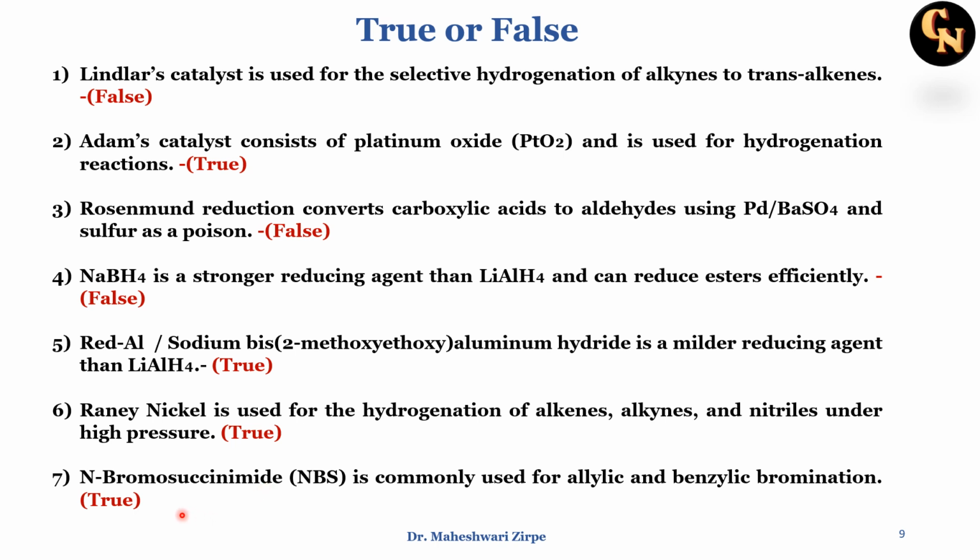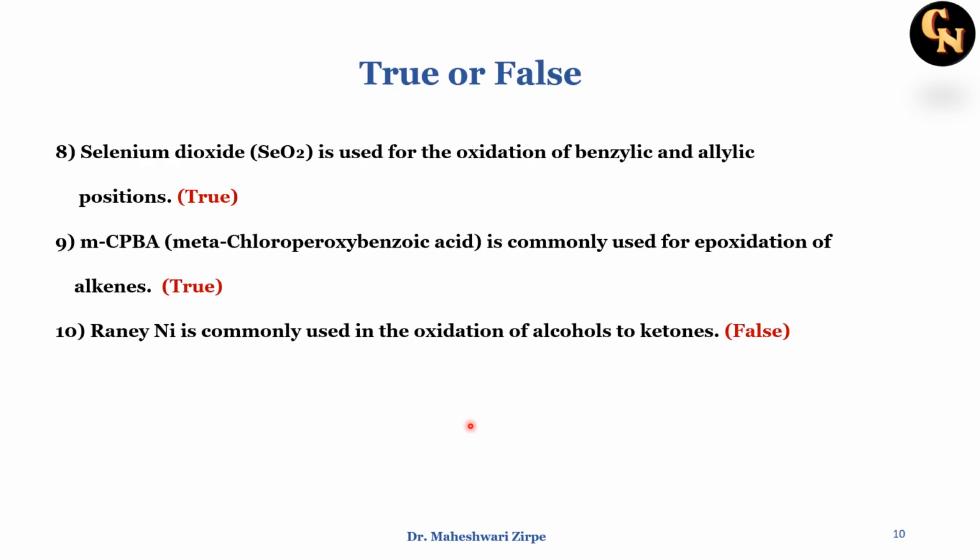Now the next one is NBS, that is N-bromosuccinimide, is commonly used for allylic and benzylic bromination. So this is very much true. We have already seen this, that NBS is commonly used for the bromination process. Now the next one is selenium dioxide is used for oxidation of benzylic and allylic positions. So this is true. We have seen that selenium dioxide does a selective oxidation at benzylic and allylic positions.